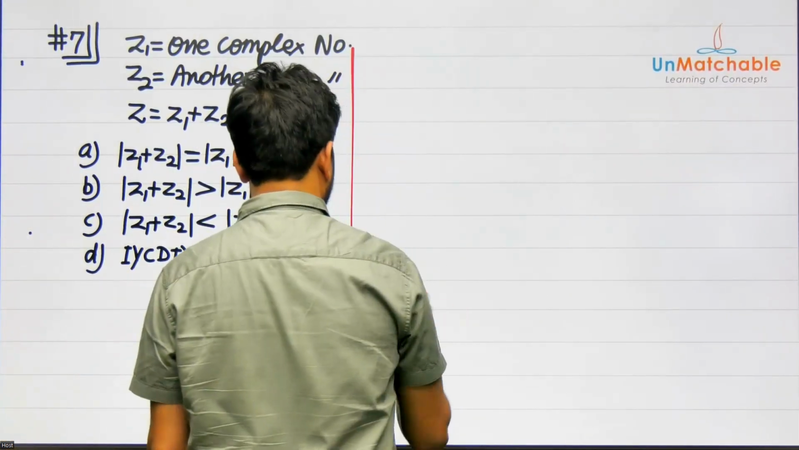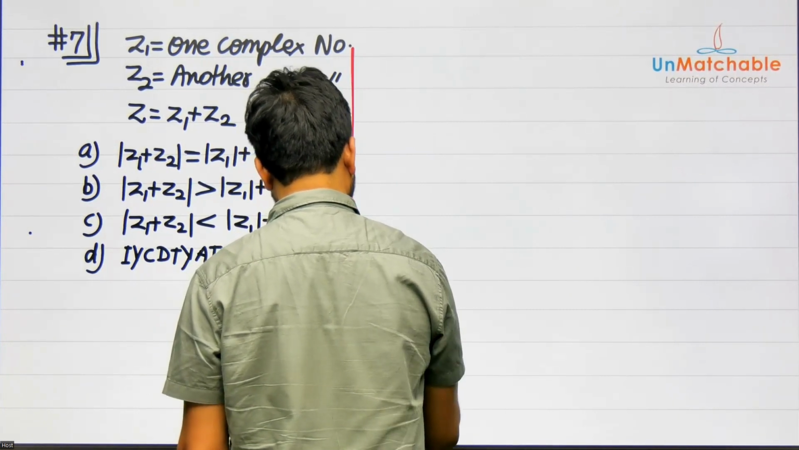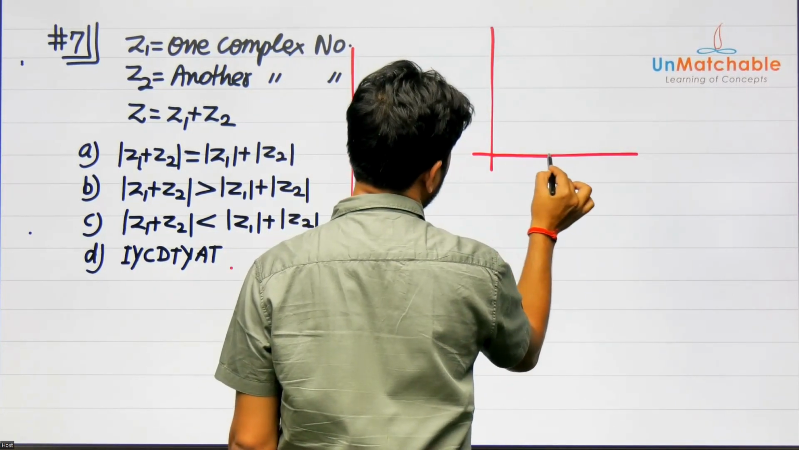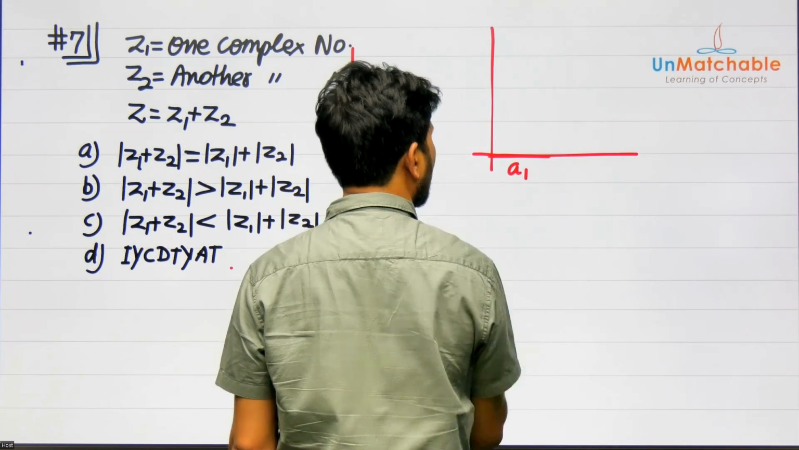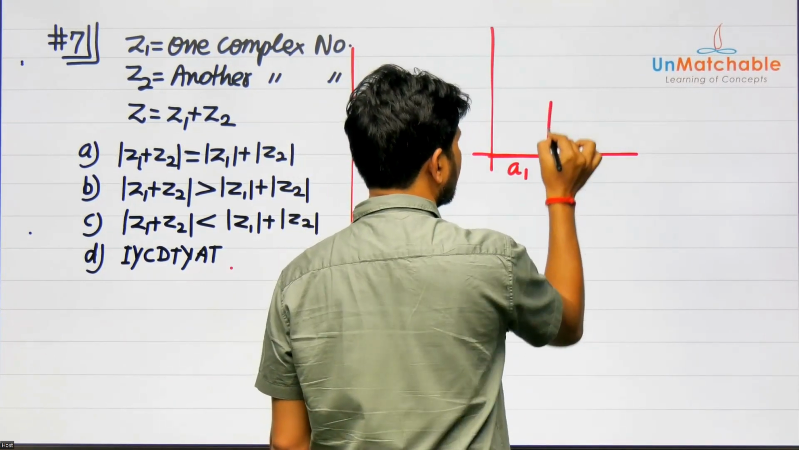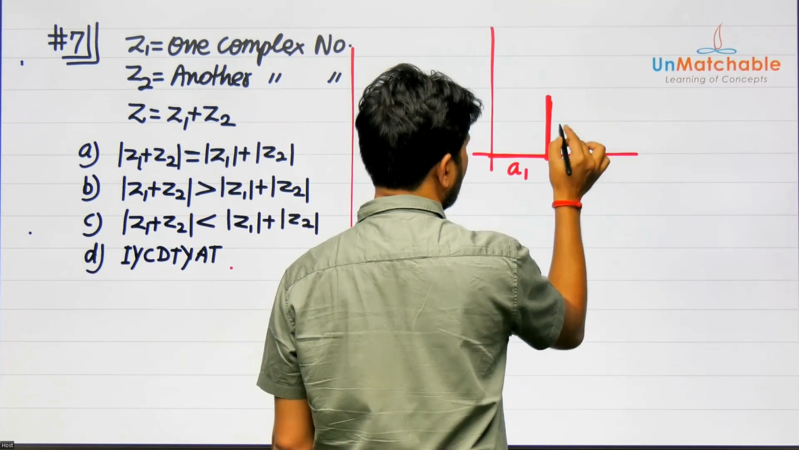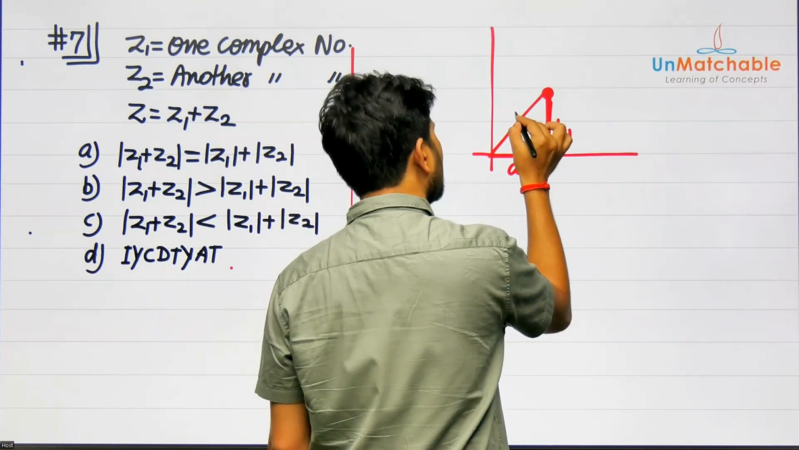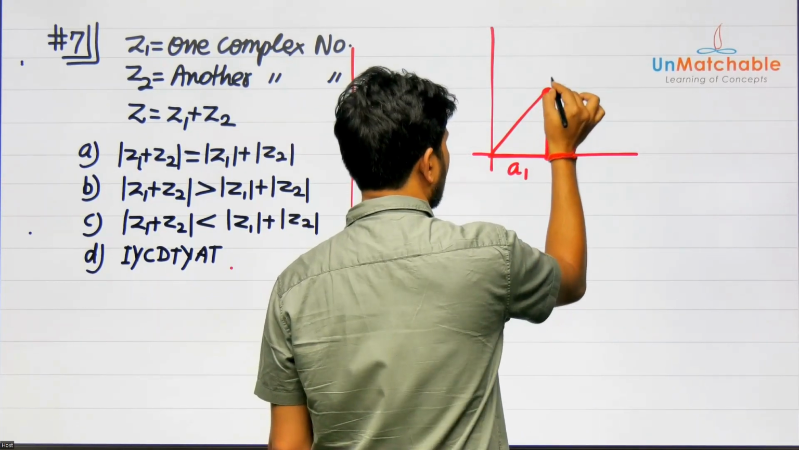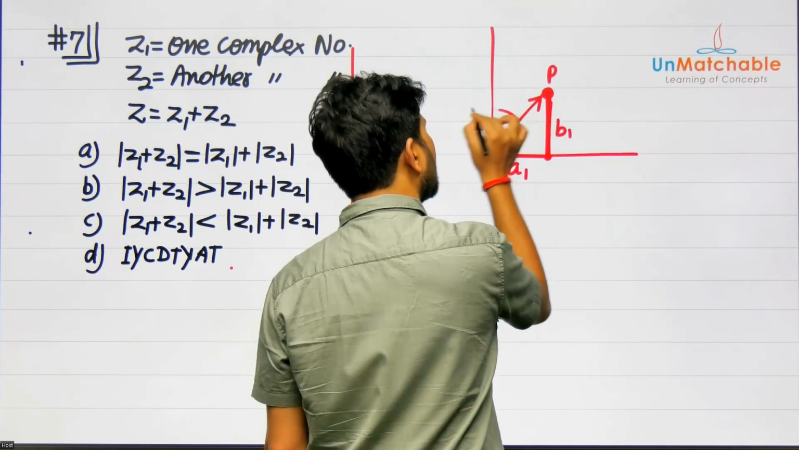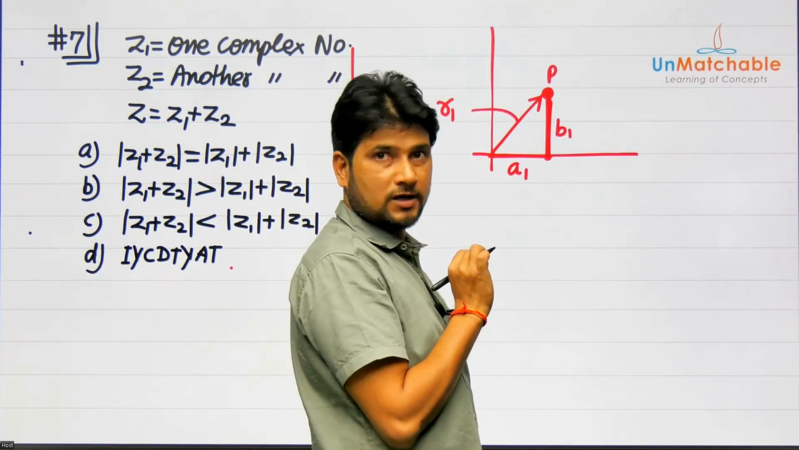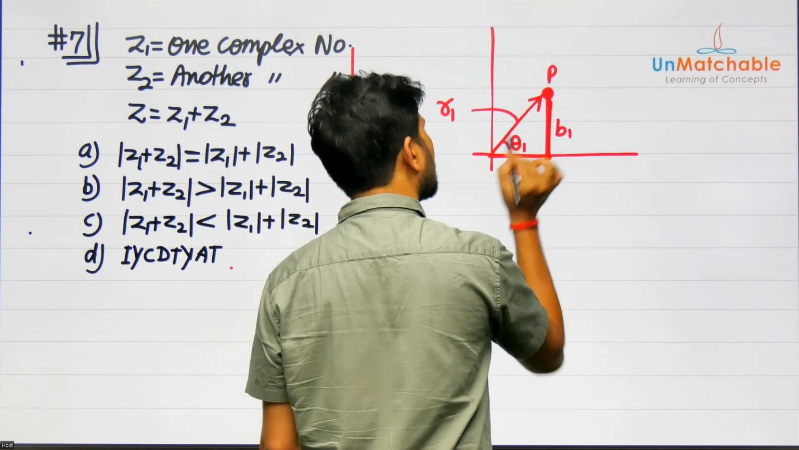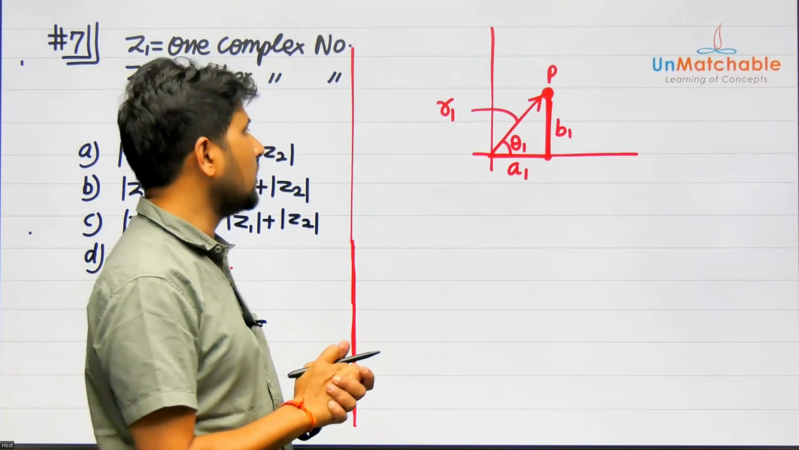Well, first of all, I know that on the Argand plane I can represent a complex number with the real part represented along the horizontal axis and the imaginary part represented along the vertical axis, and this point is representing Z1. Z1 will have its own modulus, which is under root a1 square plus b1 square, and Z1 will have its own argument, which is tan inverse b1 upon a1.